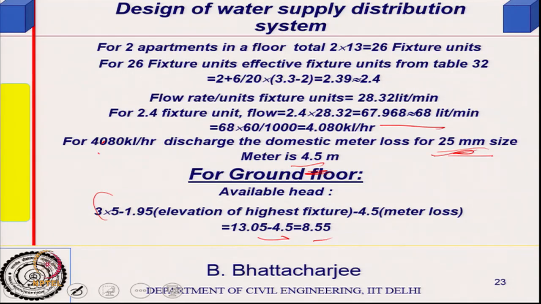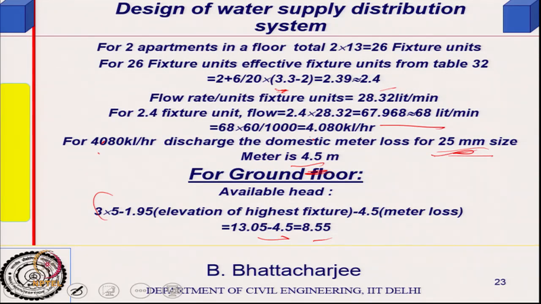3.5 is 15 minus 1.95 minus 4.5. For 26 fixture units, the effective fixture units from table 32 is 2.4. That is coming out to be 2.78. Then it must be, I do not know exactly, 3.3, 3.34, 3.34, or it might be for 40.